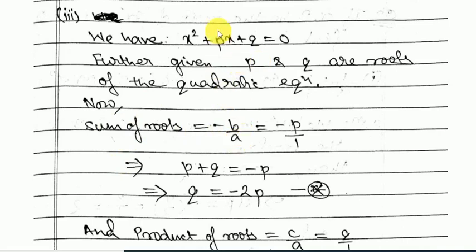So here, what is the value of b? It is p. So minus p upon 1, I get.